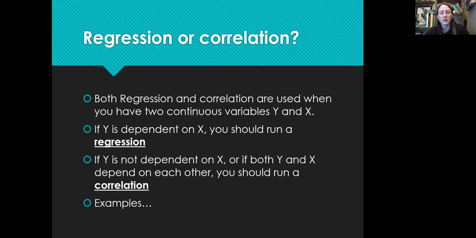So some examples would be that sunlight increases plant growth. So if you provide a plant with increasing sunlight, you should see an increase in plant growth. Now, you wouldn't say that plant growth causes an increase in sunlight. So most of the time, you should be able to figure out which variable could be dependent on the other.